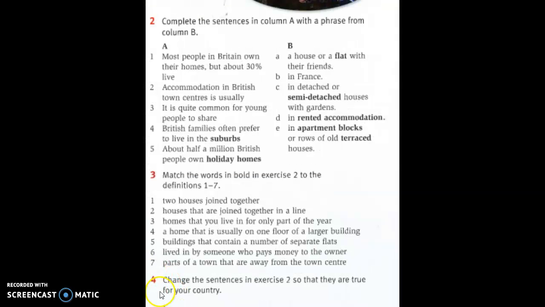Then they can do exercise 4, change the sentences in exercise 2 so that they are true for your country. So most people in Spain own their homes, but perhaps they'll change this one, the percentage live in rented accommodation. Okay, so they can change these for themselves. You might want to give them some prep time just to make some quick notes before they have a group discussion and compare their ideas.